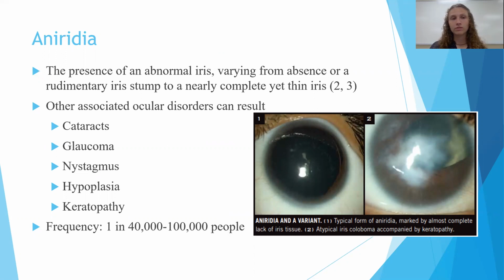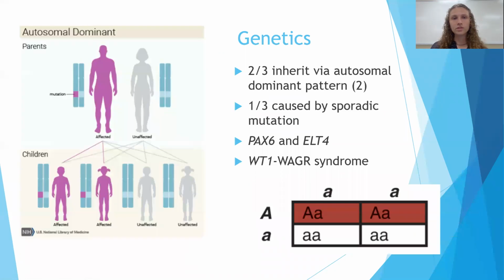The current frequency of aniridia is about 1 in 40,000 to 100,000 people. This is a relatively rare disorder. This first image here is an example of aniridia in a patient. The eye looks mostly black due to the lack of iris. However, here you can see a sliver of brown, which would be considered the iris stump. This second case here is not aniridia, but it is an example of a cataract, the clouding lens, and of keratopathy, but that's hard to discern in this image.